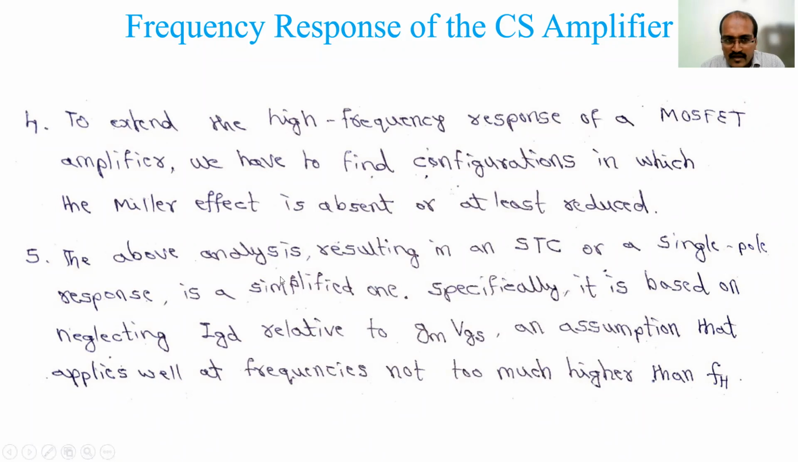The above analysis, resulting in an STC or single pole response, is a simplified one. That's what I mentioned from the beginning. Specifically, it is based on neglecting IGD relative to GM VGS, an assumption that applies well at frequencies not too much higher than FH. So these are the five observations we made from this high frequency response.